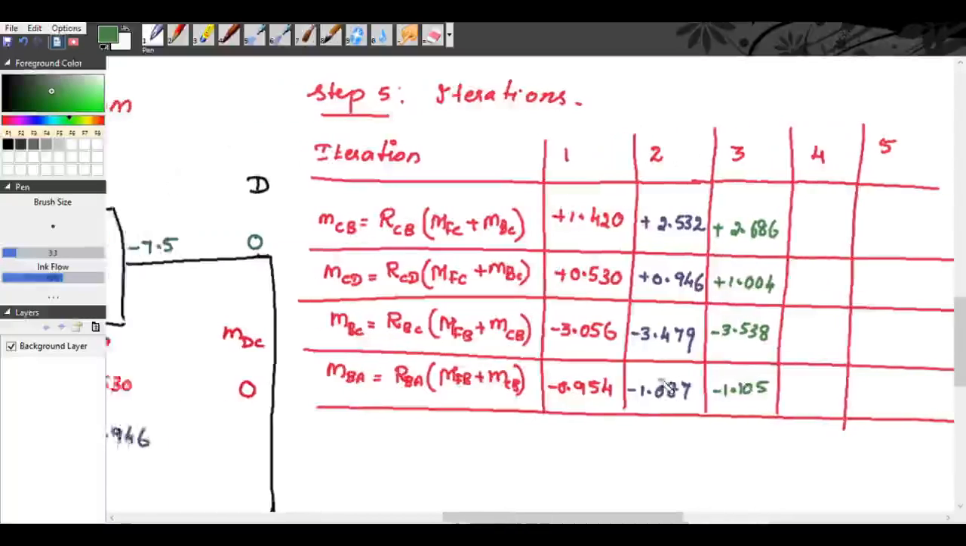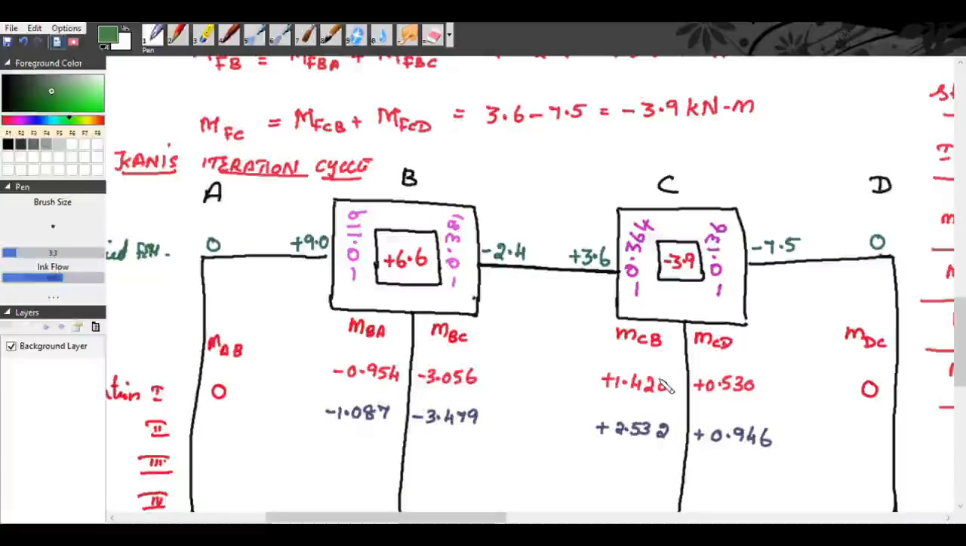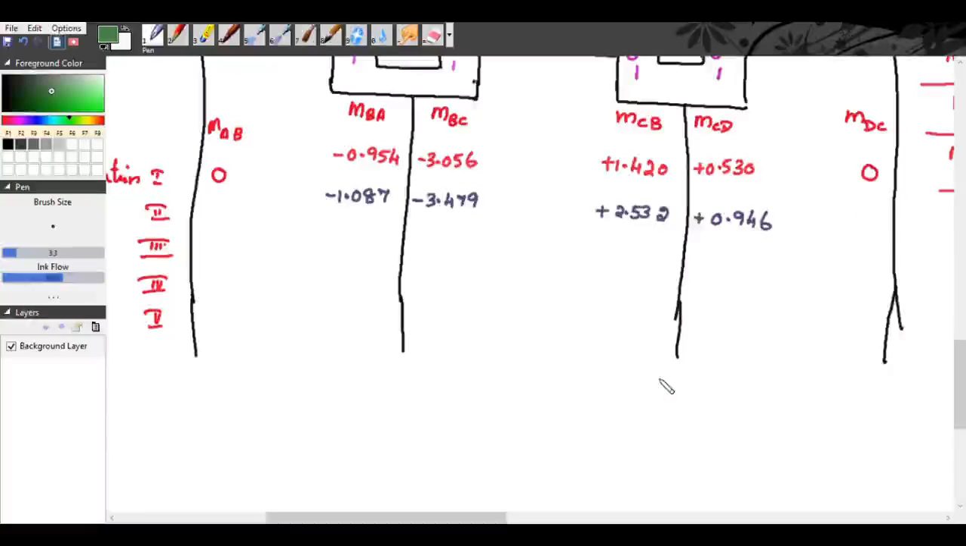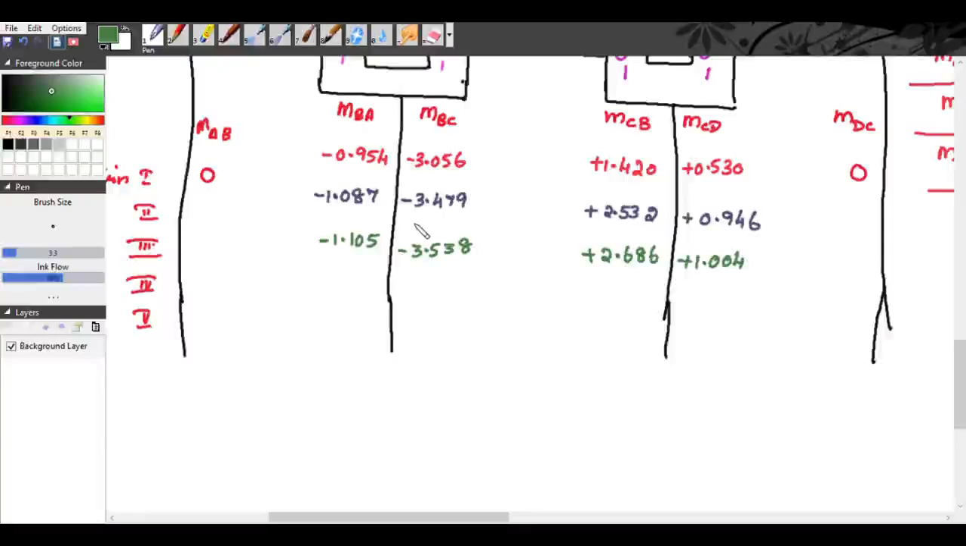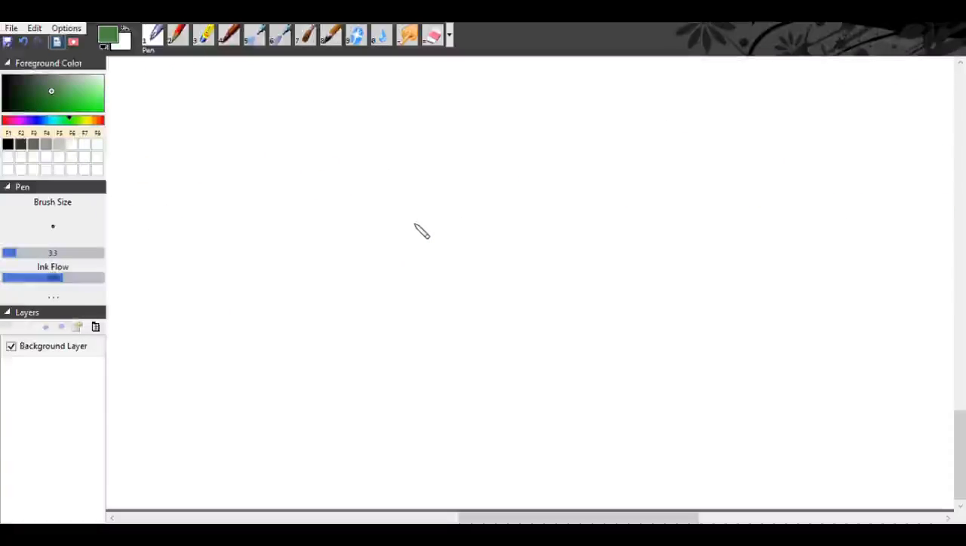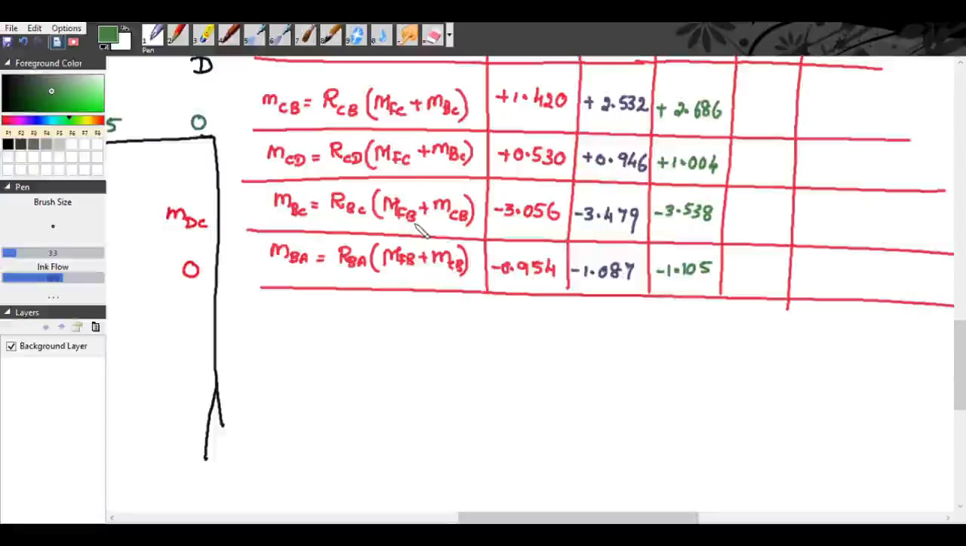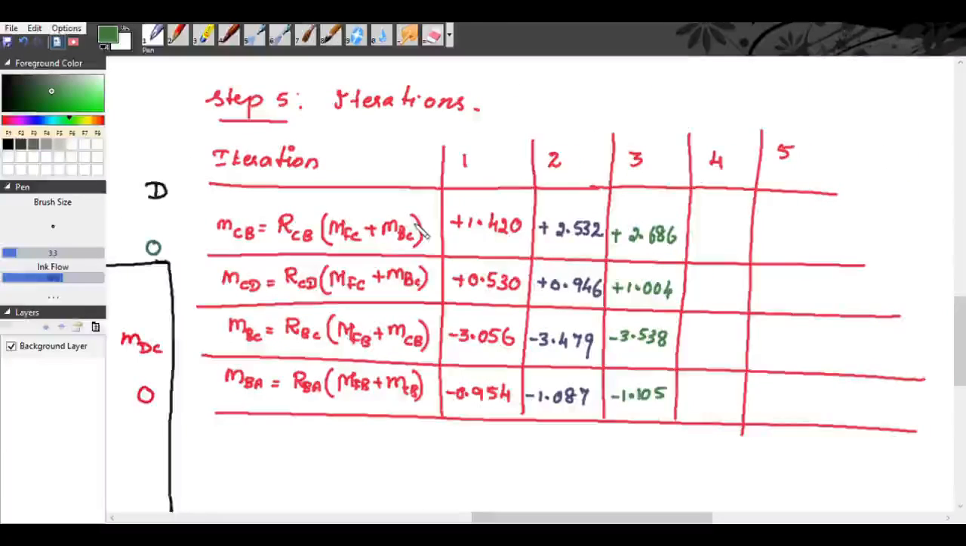Now you can write the third iteration. For the third iteration, plus 2.686, plus 1.004, minus 3.538. For MBA it is minus 1.105. So these are the values. Now we will move on to the fourth cycle, the fourth iteration.